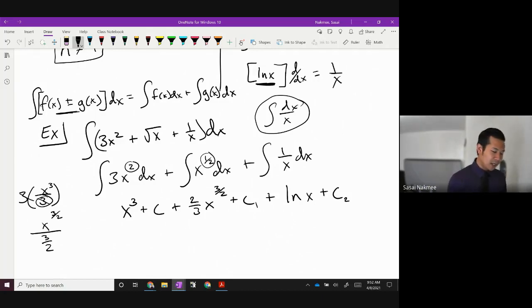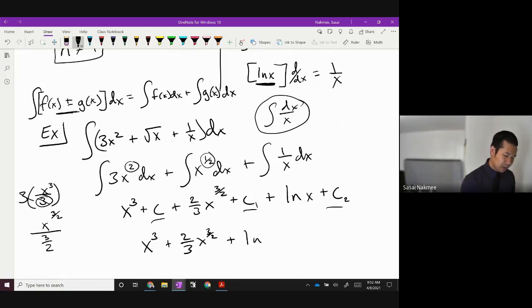You technically don't need all these c's because I'm adding a constant plus another constant plus another constant. Does anybody know what happens when you add 3 constants together? What do you end up with? Any ideas? If I add a constant plus another constant plus another constant, I get 3 times the constant if they're the same constant, David. That's true. Or in other words, just another constant, isn't it? A constant plus a constant is still a constant.